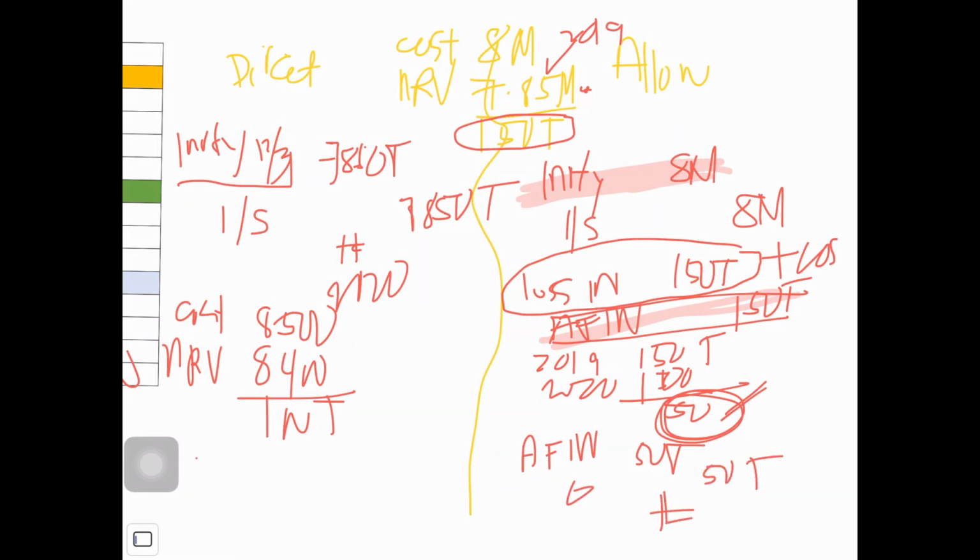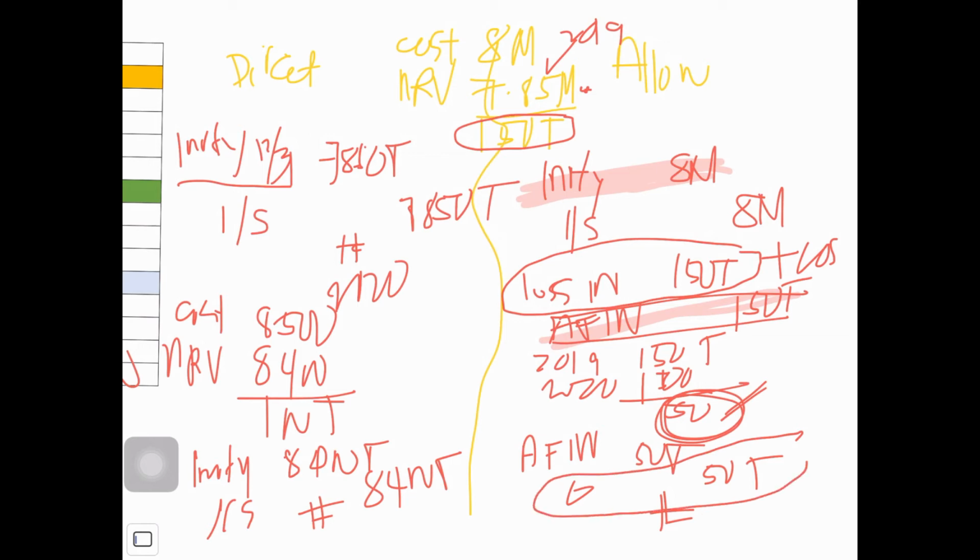Here, guys, sa direct method, we record inventory 8,400,000 tayon. Income summary 8,400,000. And then this gain, guys, if ang loss is added, this is deducted to cost of sale.